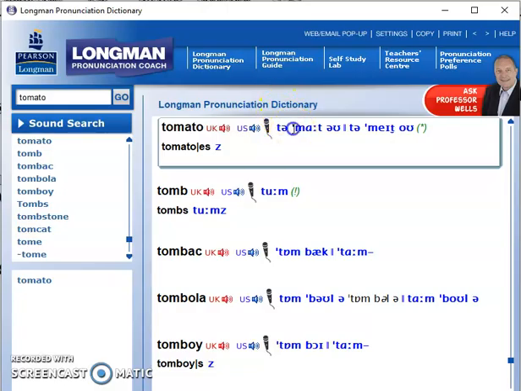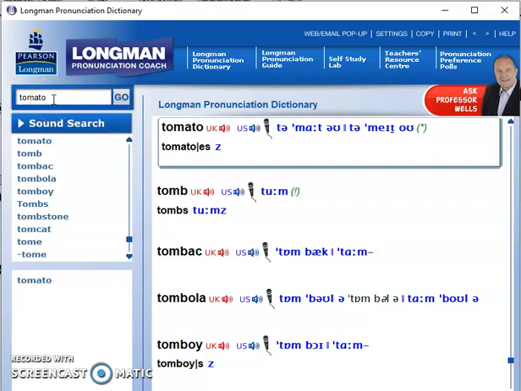And this symbol that we see here is what we call a stress mark. In this case, this stress mark on top shows that the word tomato has a primary stress that goes on the second syllable. So this is the syllable that sounds more prominent, let's say.